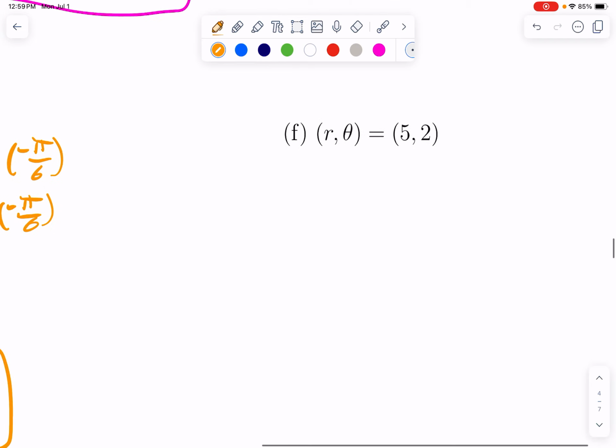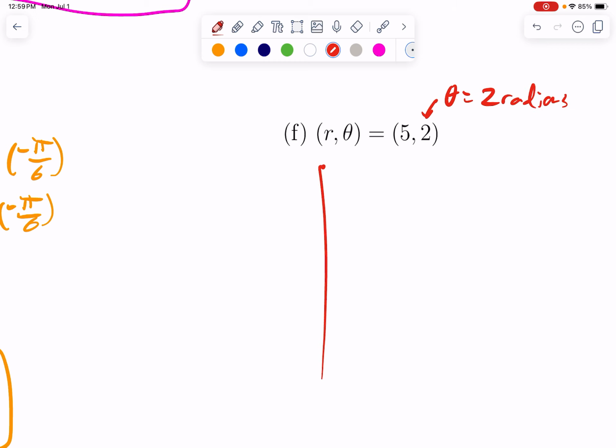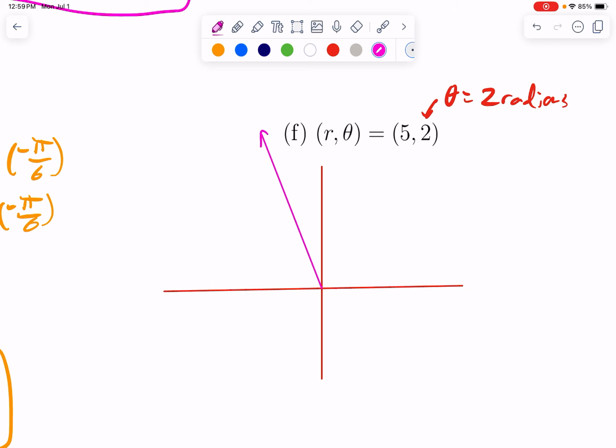And this last one, 5 comma 2, so let's be careful here. This is theta. So theta equals 2 radians. 2 radians is something like this direction. Okay, it's bigger than pi over 2, but substantially smaller than pi. And we're going 5 units in that direction.